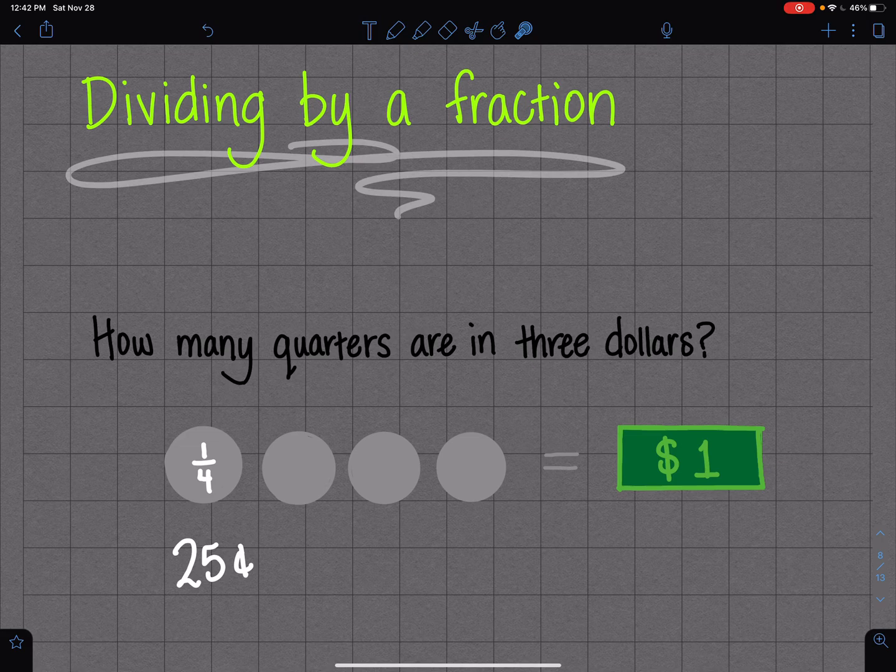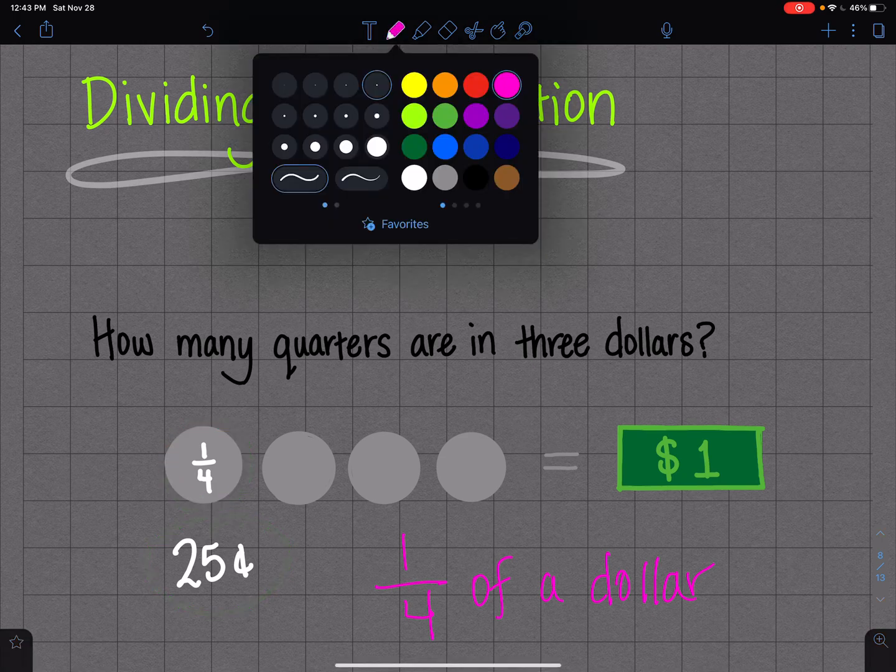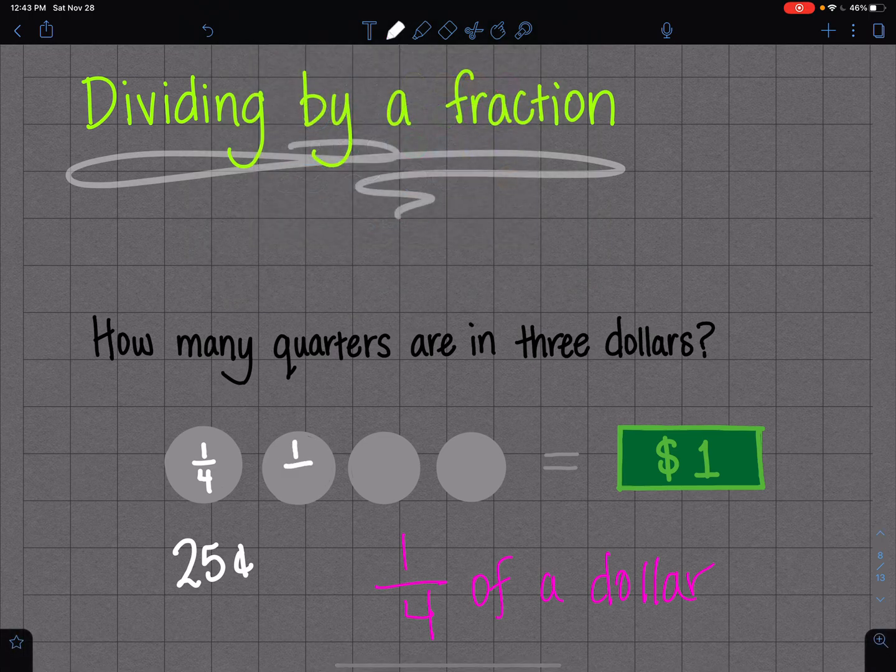Now, we think of a quarter as 1/4 of a dollar. Remember, a quarter is 1/4 of a dollar because here you've got 4 quarters, 1, 2, 3, 4. It totals $1. So 1 quarter, which is 25 cents, is 1/4 of a dollar. So you'd have 1/4. This one would be another 1/4. This one would be another 1/4, right? You get that. So 1 quarter is 1/4 of a dollar.